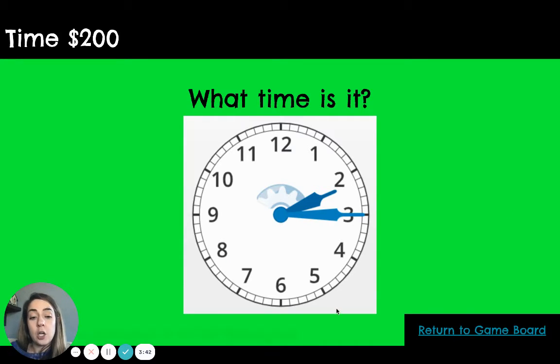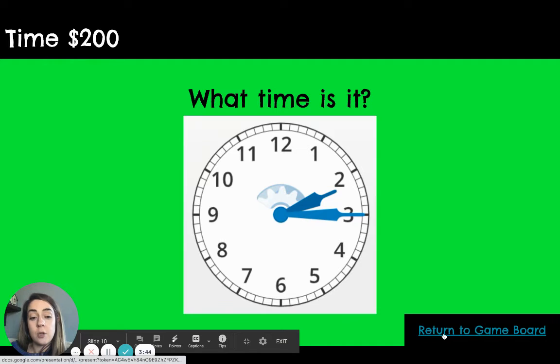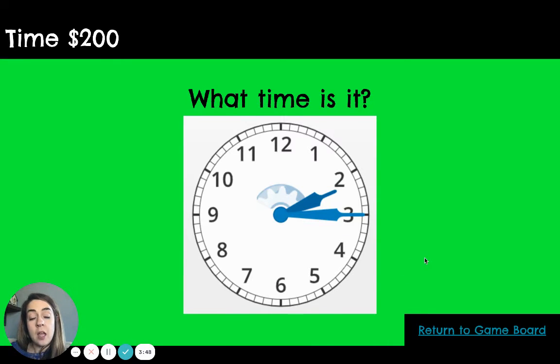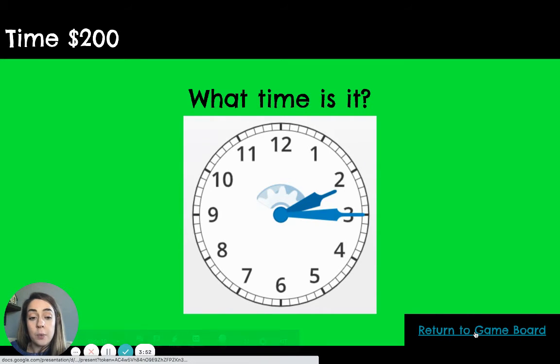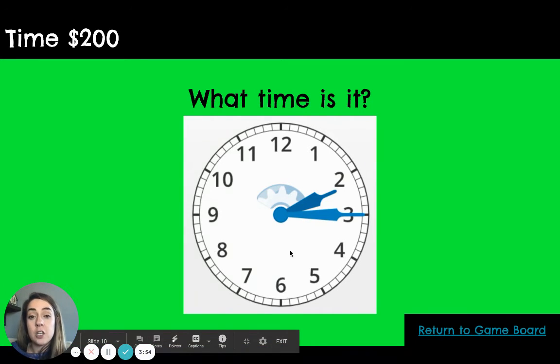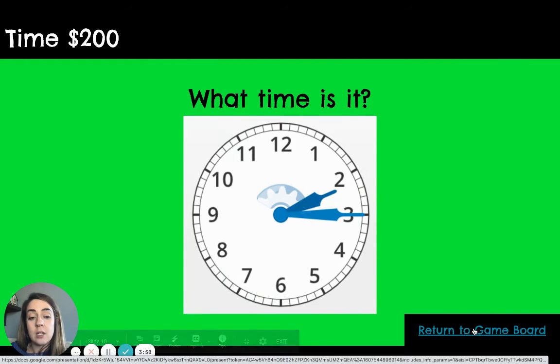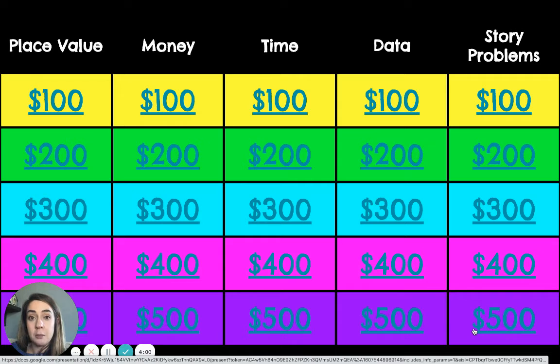Maybe you make a grid that looks similar to the game board. Each slide has in the bottom right corner a return to game board. So after you finish writing or answering the question, you can say return to game board and it will bring you back here. All right, every single one of them.